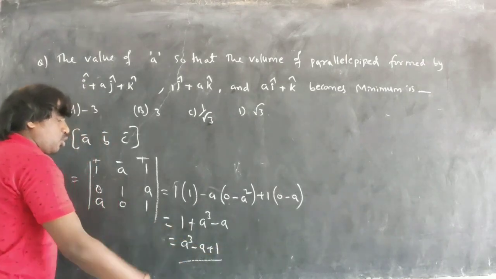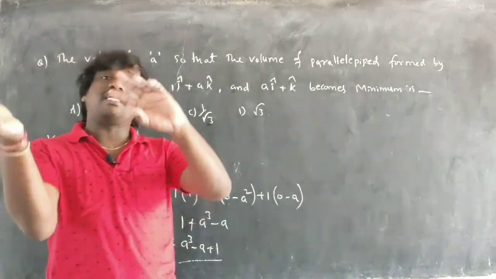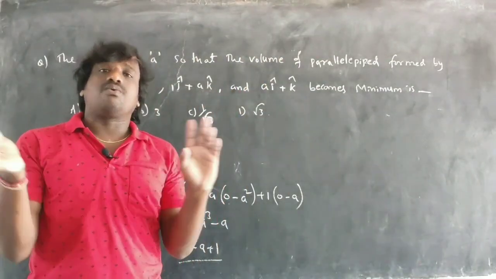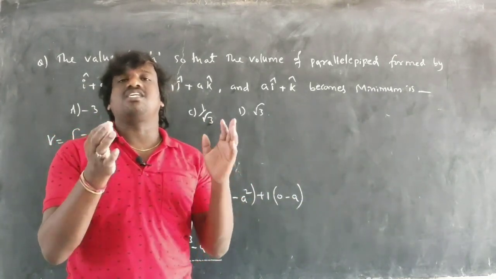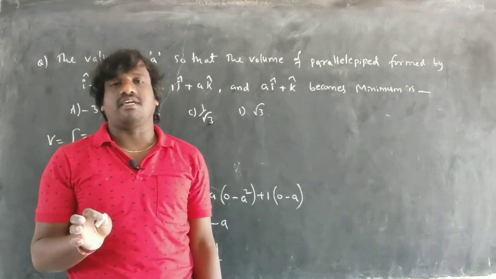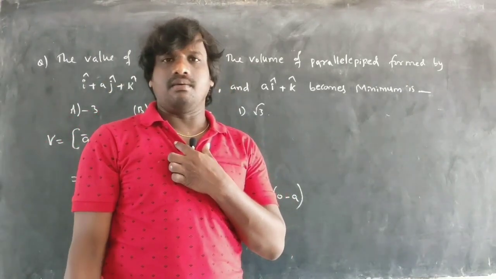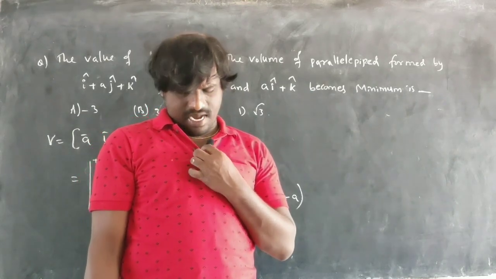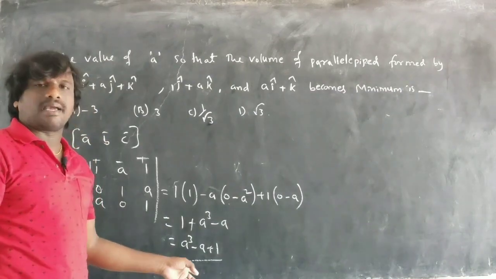This is a cubic equation, right? How to find minima and maxima? I explained it in quadratic equations, and mainly in applications of derivatives. We have found maxima and minima many times. So here let us go for the maxima and minima.